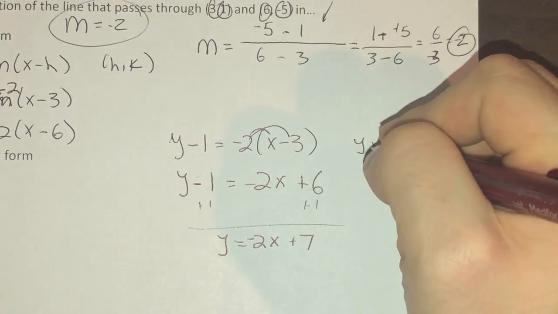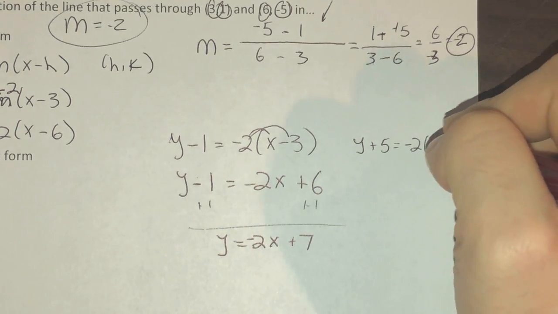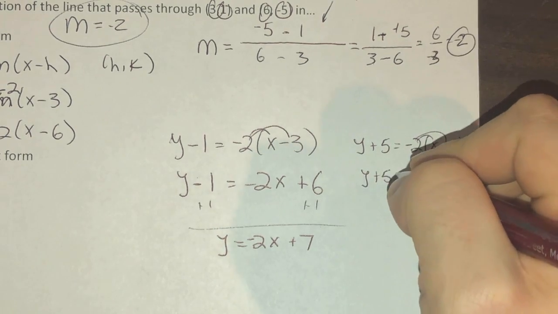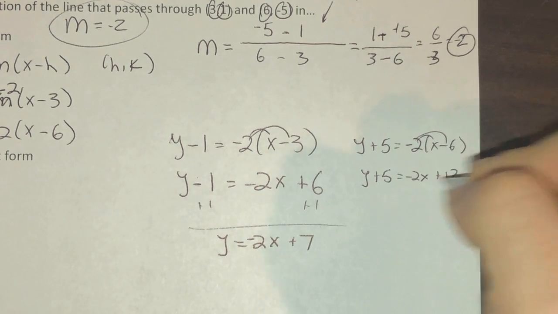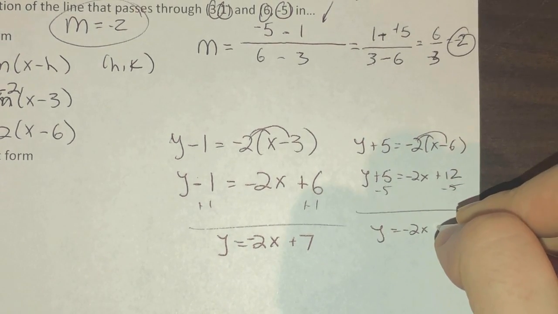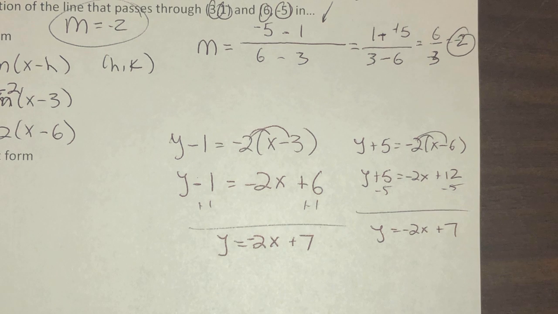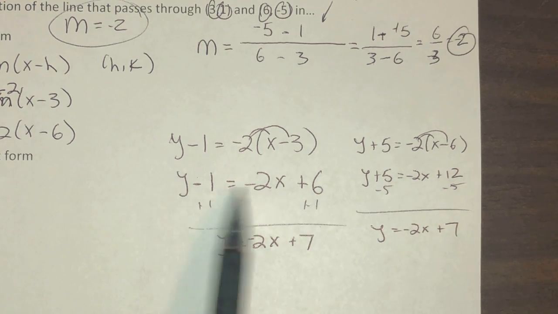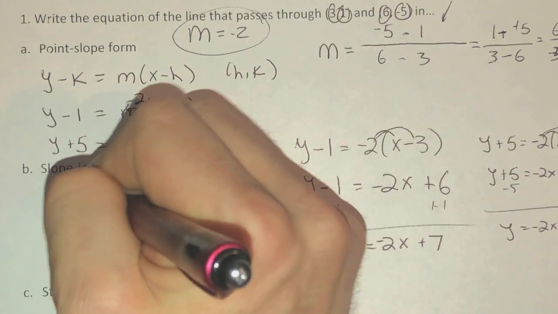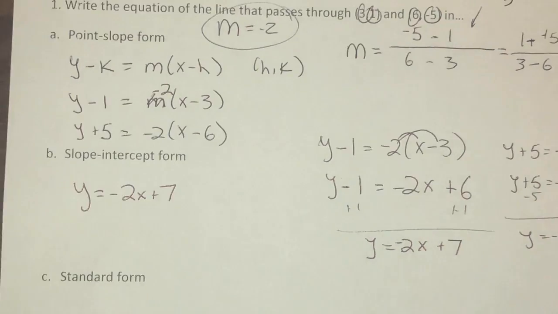If you did the other way around, y plus 5 equals -2 times x minus 6. Okay, you distribute. y plus 5 equals -2x plus 12, minus the 5. y equals -2x plus 7. So a couple things here. 1, starting in the right form. 2, the correct distribution. And 3, I did see a lot of people actually subtracting the 1 and getting like a 5 rather than adding the 1. So that was also kind of tough to see. Your final answer, though, is y equals -2x plus 7.